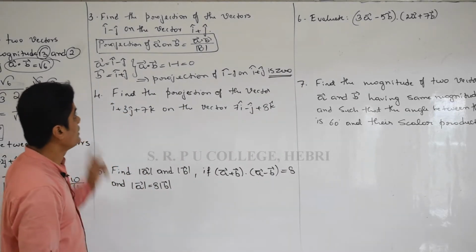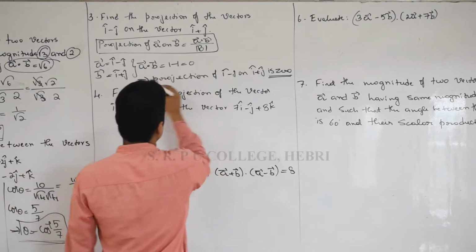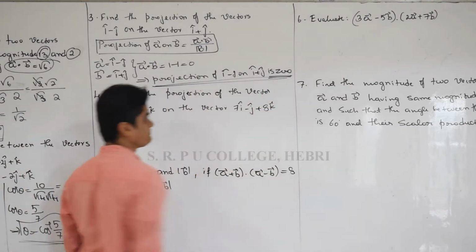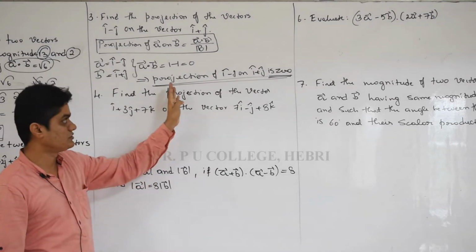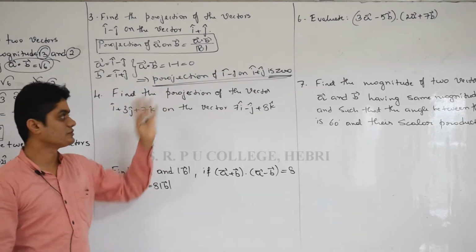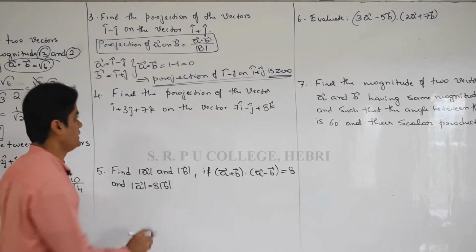So the projection of the given vector on this vector is 0. So this is the final answer. Very simple. It need not always come like this. Let me take another problem. So don't always think that the answer is 0, or that you will always get A dot B as 0. Okay. So one more question.